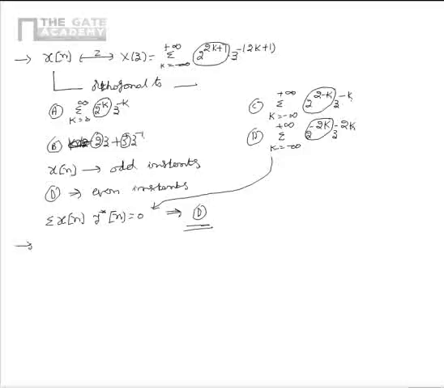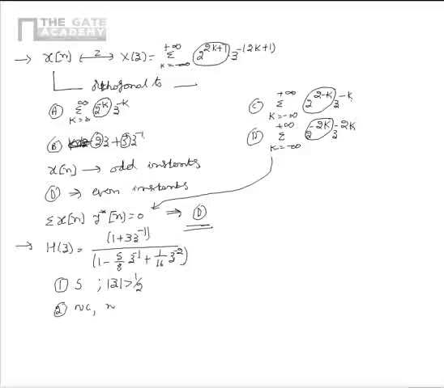Now let us consider another problem as per which the system function of a LTI system is given as h of z is equal to 1 plus 3z inverse divided by 1 minus 5 by 8 z inverse plus 1 by 16 z power minus 2. Consider the following statements as related to the above system function. Statement 1: the system is stable for ROC mod z greater than half. Statement 2: the system is non-causal but not anti-causal for ROC 1 by 8 less than mod z less than 2.